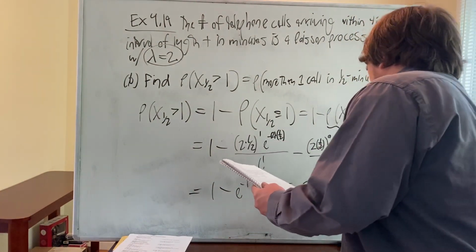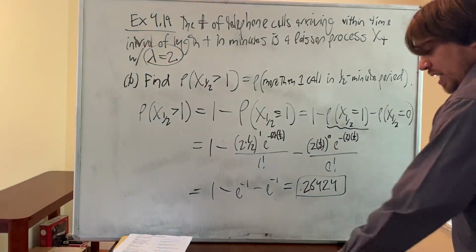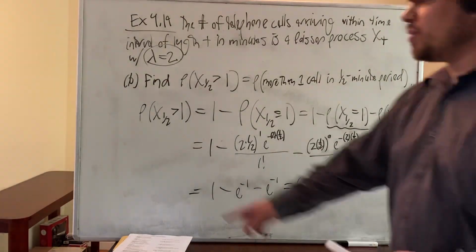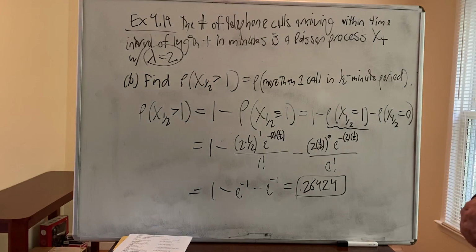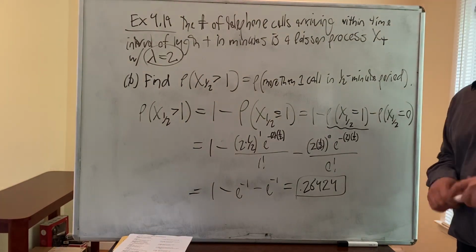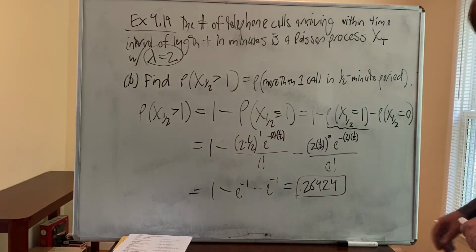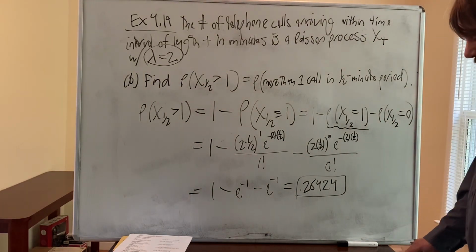0.26424. Okay? And so that's the probability that the number of telephone calls you receive in any half-minute length interval is greater than 1. 0.26424. Okay? And so that's example 4.19.